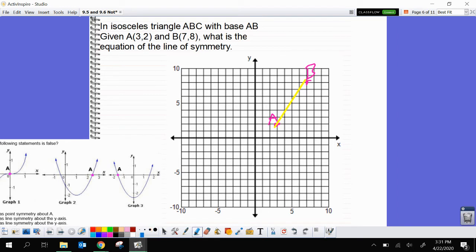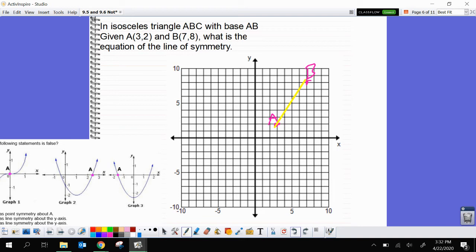We do know it's isosceles, and this is the base, but we don't know if this triangle goes out this direction or if it goes out this direction. The good news is it doesn't matter, because the same line of symmetry is going to cut that in half. So I'm going to undo that so that we can figure this out. Think about what that line of symmetry is going to do. It's going to cut that base in half. And so one thing that we would need to do is figure out what the midpoint of this is.